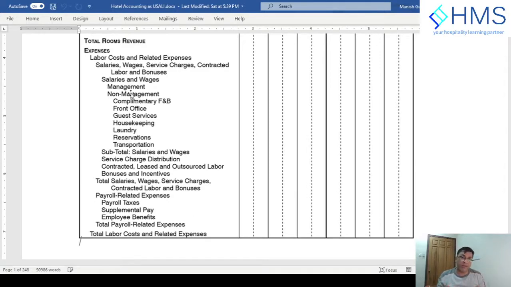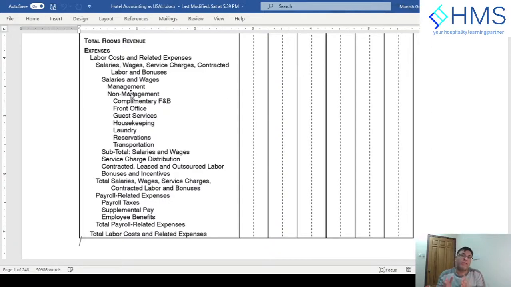And when you are comparing hotels with different size, different facilities, it's easy to understand and easy to compare the profitability of the rooms department with the others. Maybe somebody doesn't have a laundry department. Maybe somebody doesn't have a transportation department. So the labor cost will be different. But if you combine them all together, there is no way you can analyze it separately.